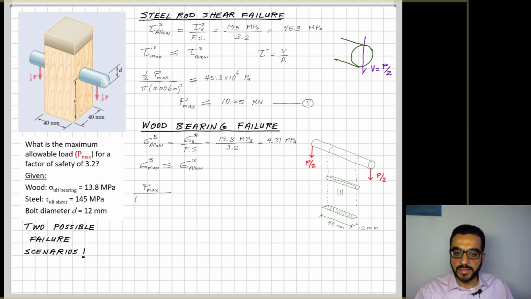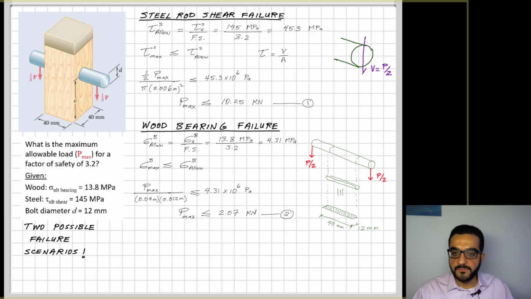And my goal is to allow sigma max to be less than or equal to sigma allow. For sigma bearing, it's equal to P max, because the P over 2 add up together and compress that area together. So P max divided by the area, 0.04 millimeters times 0.012 millimeters. And this should be less than my allowable stress. And if I calculate P max, it should be less than 2.07. And this is my second condition for P max.